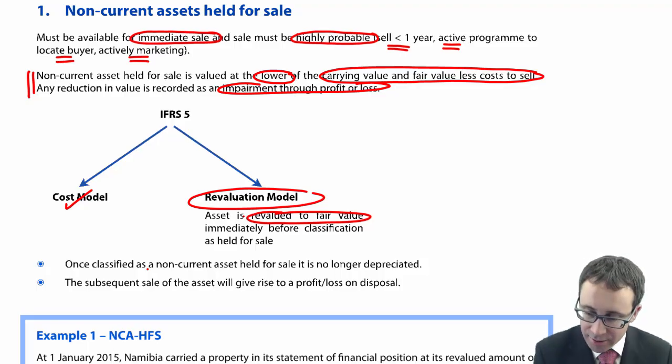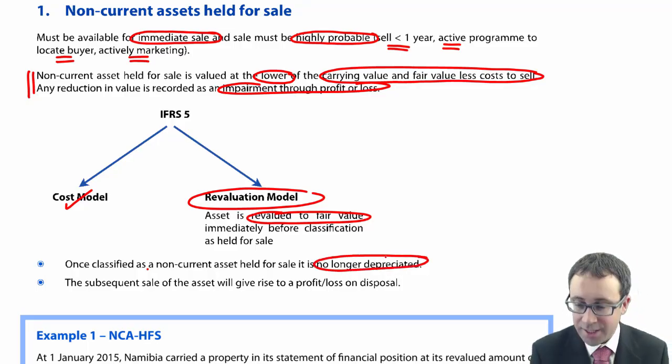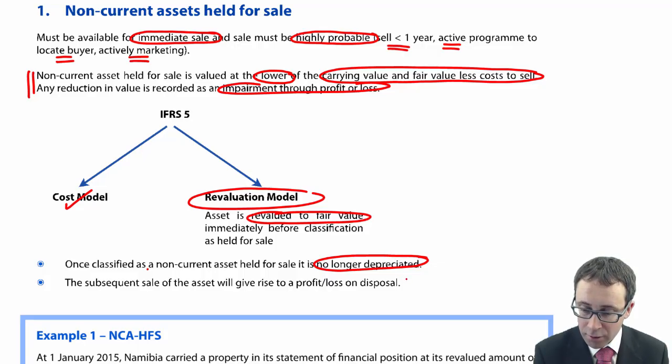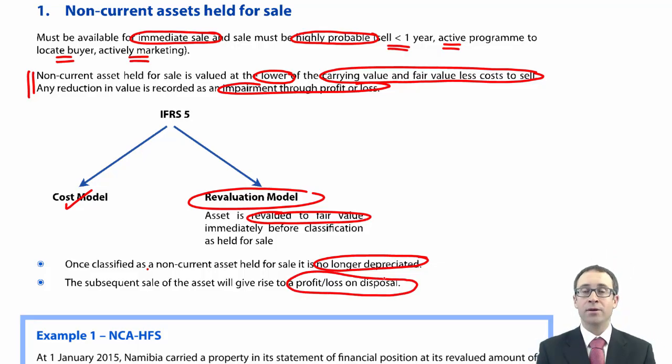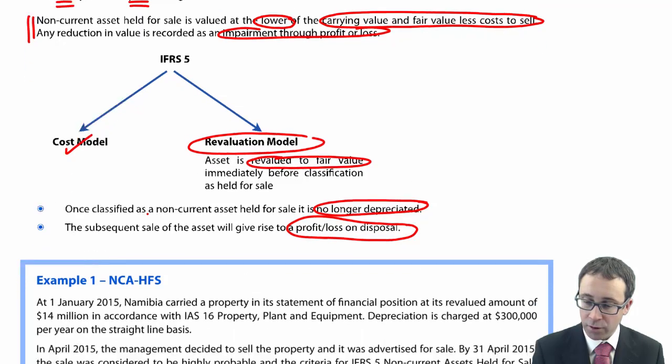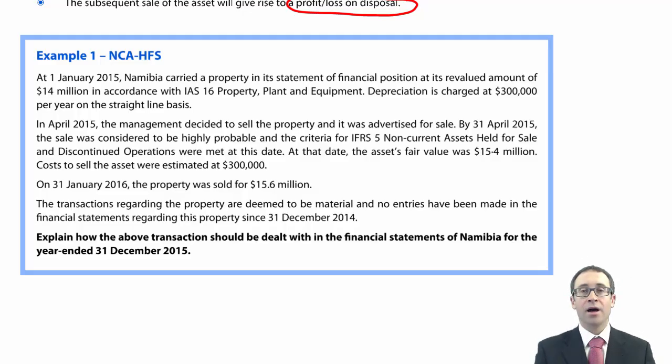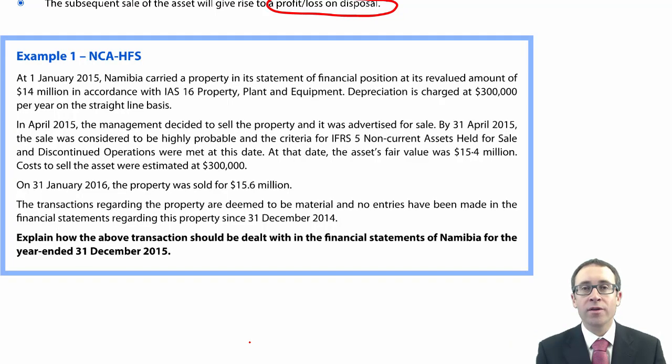Key bit, however, is that once you've reclassified it as a non-current asset held for sale, you stop depreciating it, so you stop treating it as a non-current asset. And then when you subsequently sell it, possibly in another accounting period, you will just generate a profit or loss on disposal as normal. You take your proceeds, compare that to the value of the non-current asset held for sale, and that gain or loss on disposal goes to profit or loss. There we go. So they're the rules. Let's go through and piece it together with an example. So let's have a look at the example.